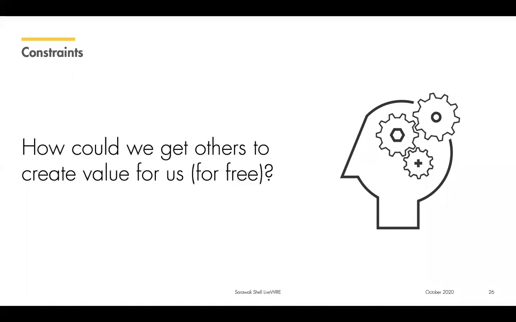Question number two, how could we get others to create value for us for free? So you look at the left-hand side of your business model canvas with your key activities or your key resources. Is there a way where you can collaborate or leverage other people who can help you to reduce your costs, right? You remember when you look at your cost structure, there are a lot of things. So can you look at ways where this can be done for free? For example, by using Google Docs or by using a co-working space rather than renting an entire building, right? Or maybe sharing offices or sharing warehouses. So are there ways where others can create value for you for free? So that's another constraint that you can ask yourself as you want to prototype your business model canvas.